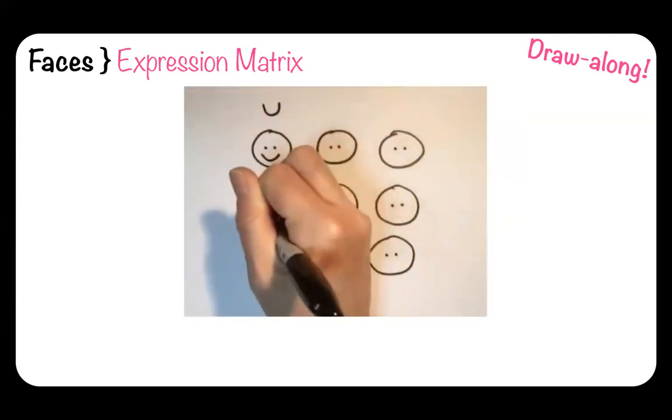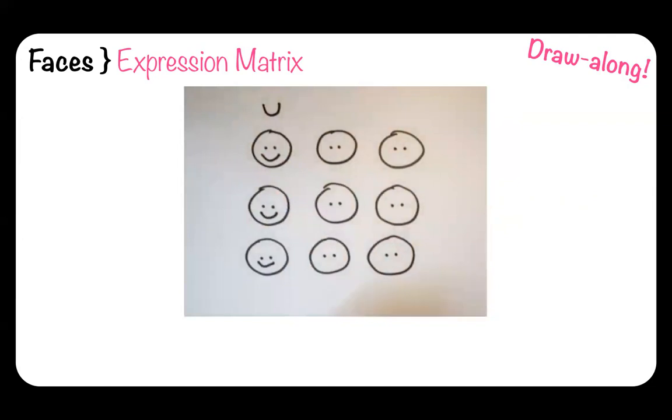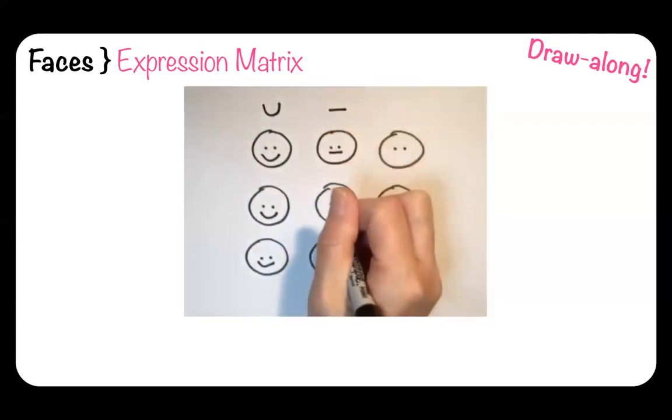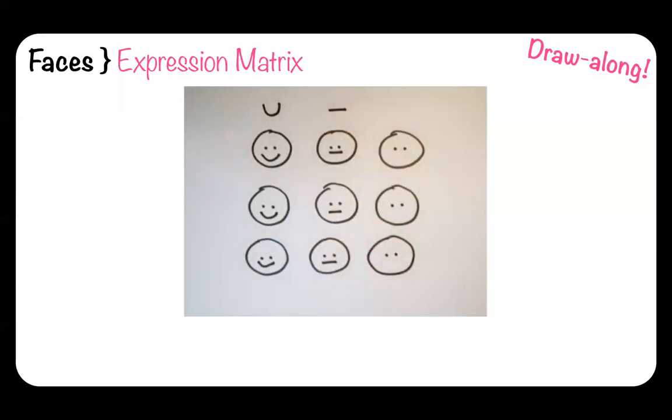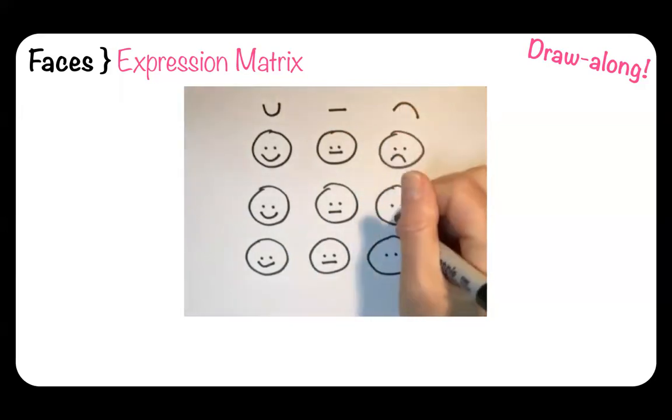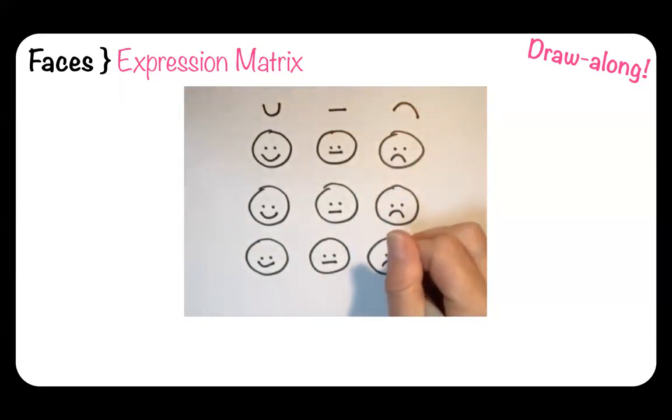Now, in the first column going down, give everybody a smiley face. In the middle column, a straight line for a mouth. And in the far right column, give everybody a frown face. Now you have 3 happy people, 3 meh people, and 3 unhappy people.